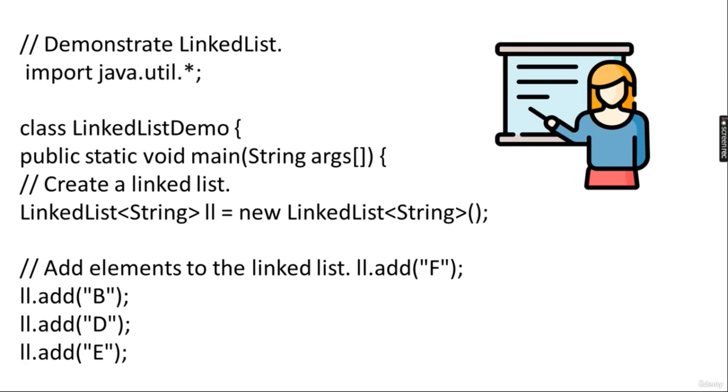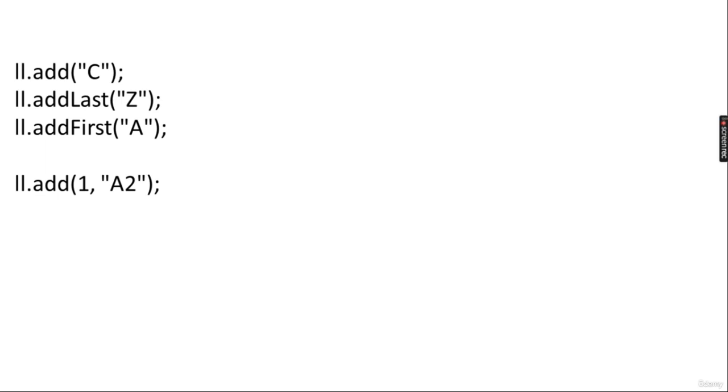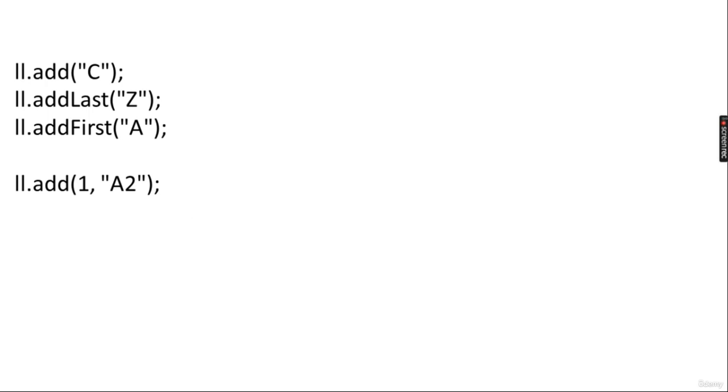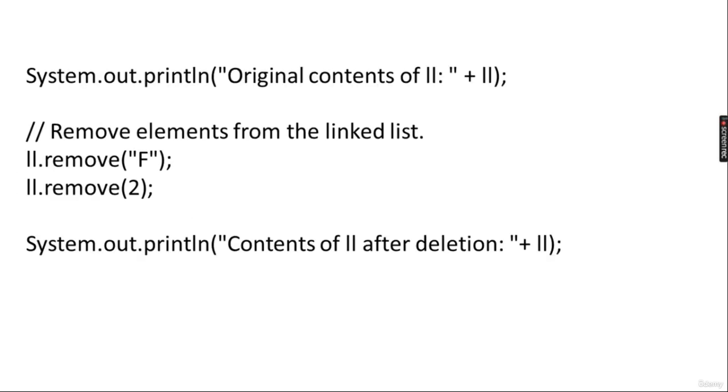Now we will understand the LinkedList by using the example LinkedListDemo. So here we have created a LinkedList of type String. It will hold elements of type String. Then we add elements to the LinkedList. To add, ll.add F, B, D, E, C, Z, A, and at index 1 you are putting A2. So it will be F, A2, B, D, E, C, Z, A. Original contents of the linked list.